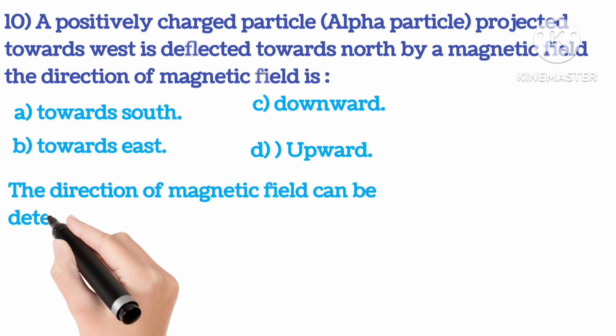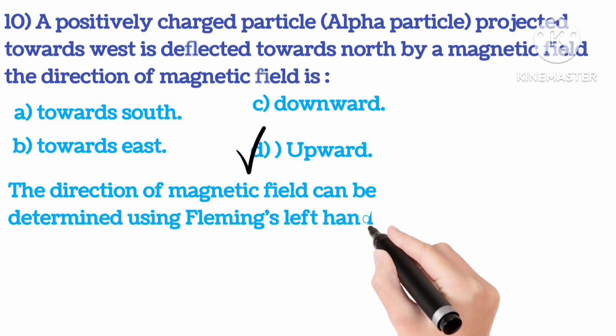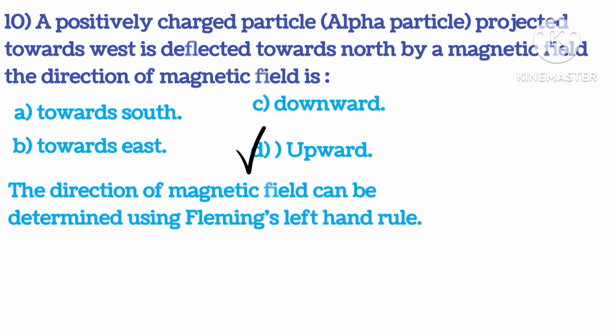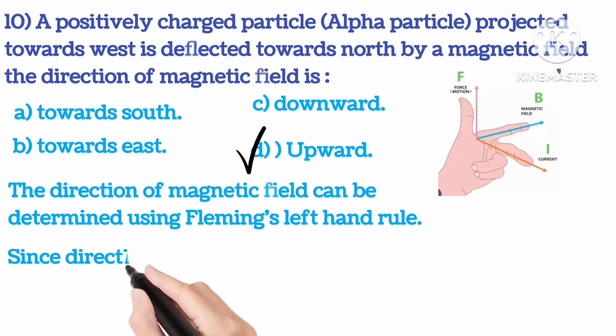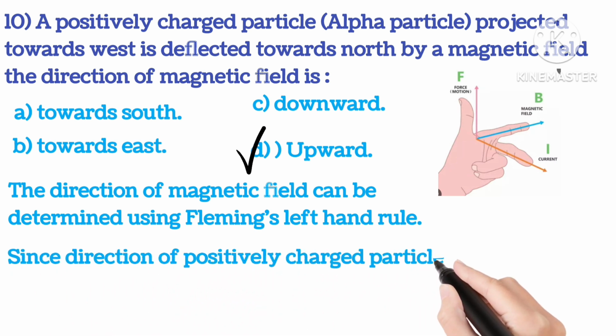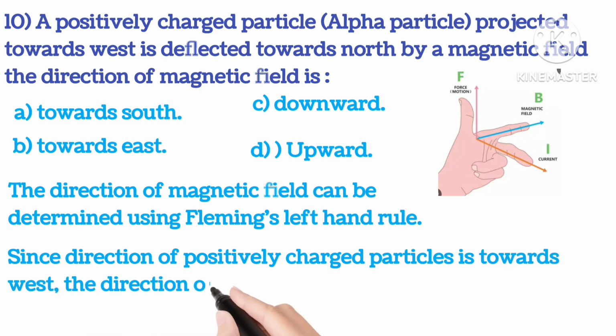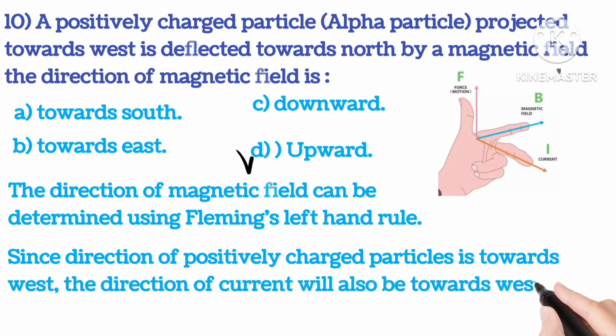The direction of the magnetic field can be determined using Fleming's left-hand rule, as you can see here in the picture. Since the direction of motion of the positively charged particles is towards the west, the direction of current will also be towards the west.